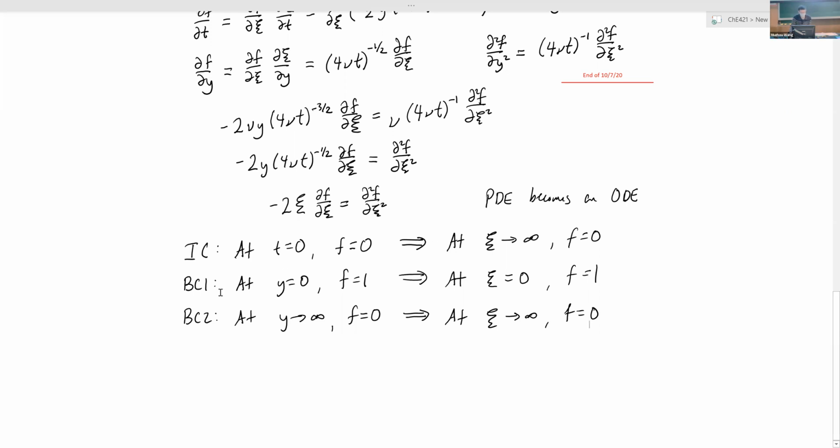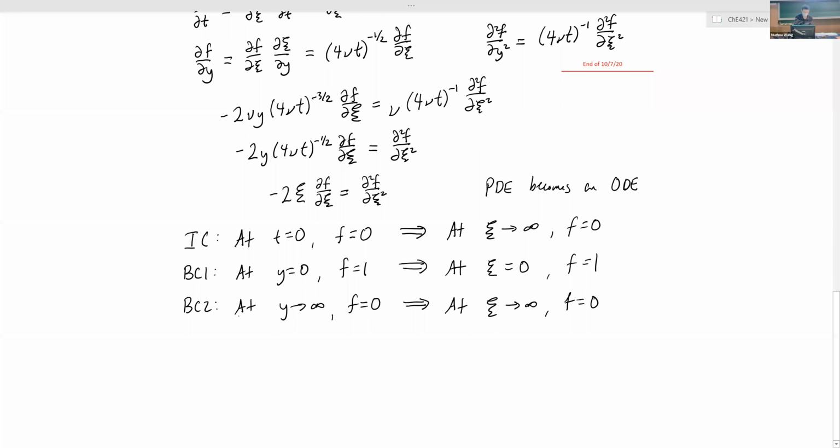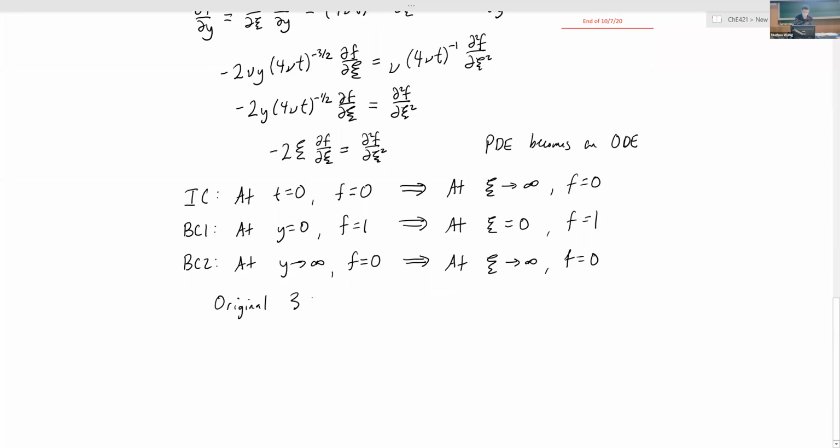But in this case, our original three boundary conditions actually collapse into two boundary conditions for c. This enables the similarity solution.